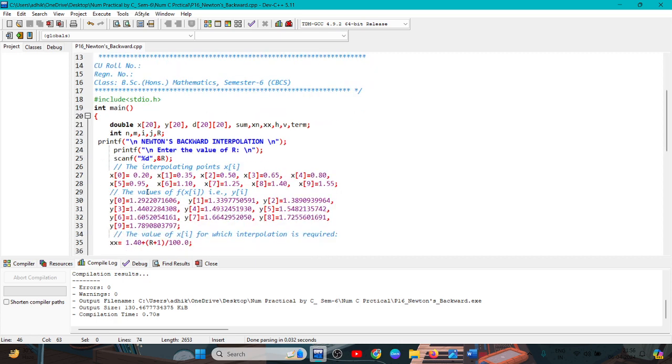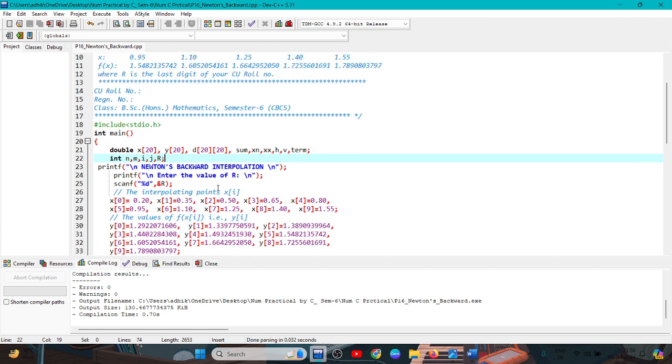In the programming, the double variables are x20, y20, d2020, sum, xn, xx, h, v, and term, and the integer variables are n, m, i, j, and r. Printf: enter the value of r. This is the last digit of your C roll number, and the interpolating points xi, that is x0 to x9.